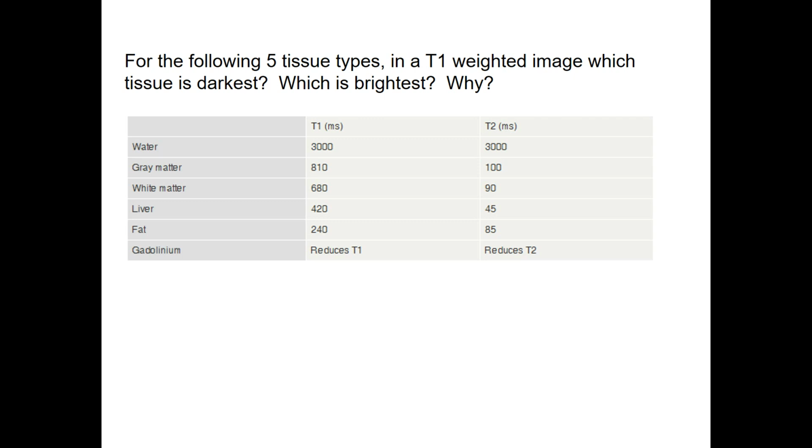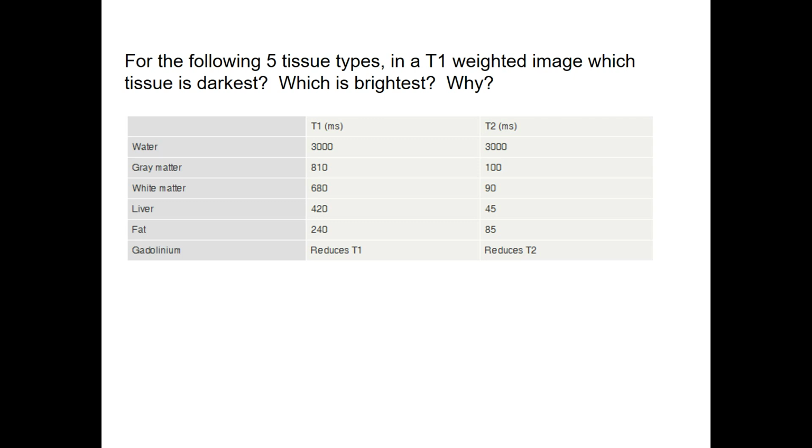All right, let's take a look at this. Now, I don't expect you to know this right now, but this is the kind of thing that you need to be able to answer. For the following 5 tissue types in a T1 weighted image, which tissue is darkest and which is brightest, and why? I know this question doesn't make a lot of sense right now, and if I asked you, you probably wouldn't be able to get it, but this is the kind of thing that I think we would be doing together in class. I would probably ask you that question and have you discuss it in teams, but maybe think about it now.